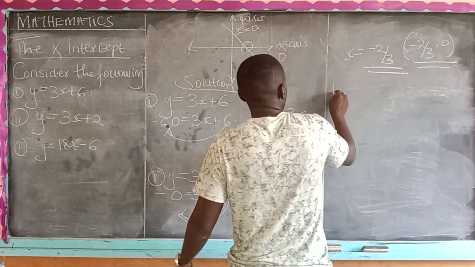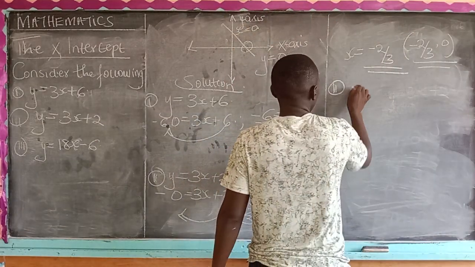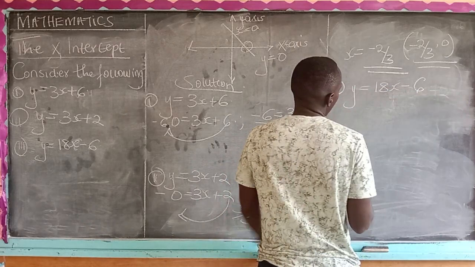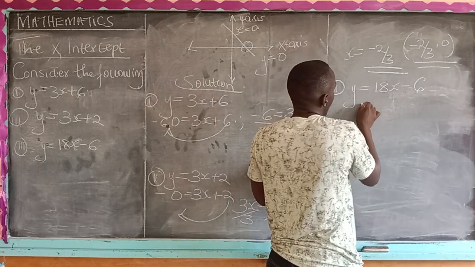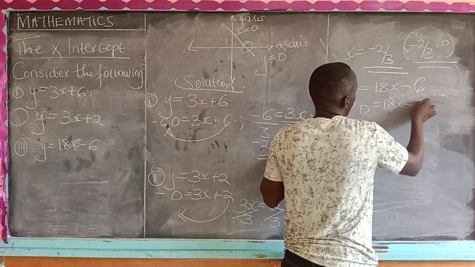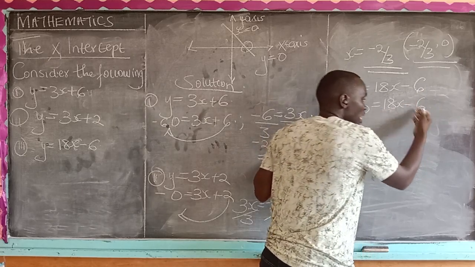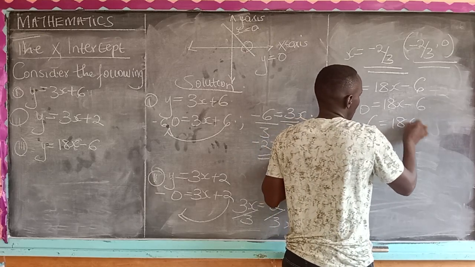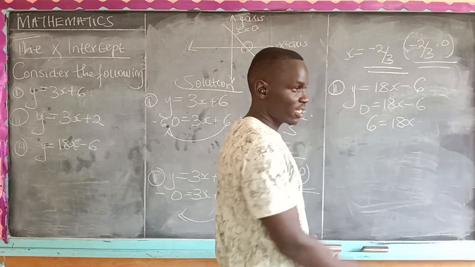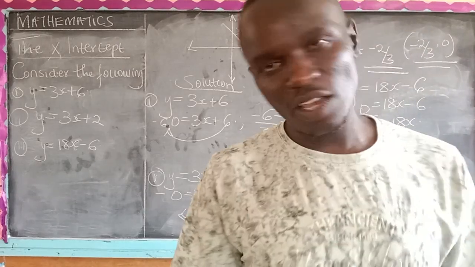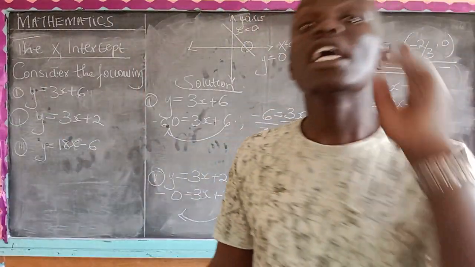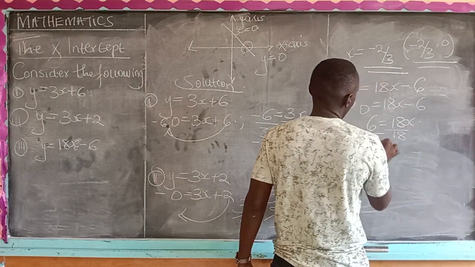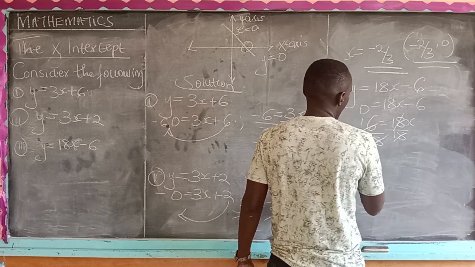Then from there, we go to the third example: y equals 18x minus 6. Again, make sure y is 0, so you have 0 equals 18x minus 6. Then we take this one to the other side, and we have 6 equals 18x. Remember, we have agreed that when a negative crosses the equal sign it becomes positive, and when a positive crosses the equal sign it becomes negative. From there, we divide by 18. This one will be 1, this one will be 3.